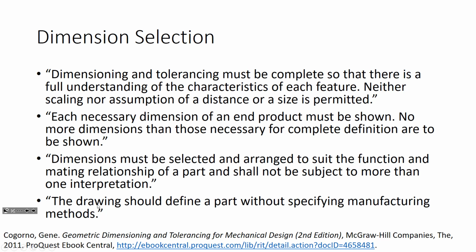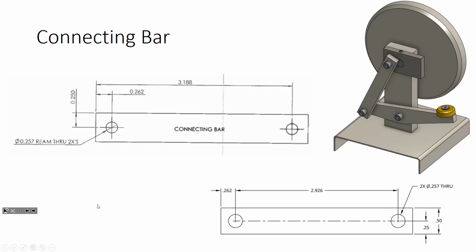When we're picking dimensions, we want to have the total size and location of each feature documented. We don't want to have any assumptions, and we have to have all of the necessary dimensions for the end project. Dimensions should be selected to suit the function of the relationship, and we don't want to tell how to manufacture it. We don't want to tell the machinist how to do their job.